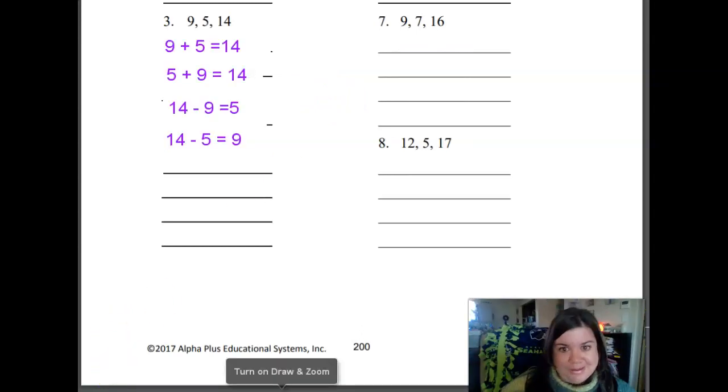Okay, I decided to type them for you. It looks a little better, huh? So check yours to see if this is what you got. 9 plus 5 equals 14. 5 plus 9 equals 14. 14 minus 9 equals 5. And 14 minus 5 equals 9. Again, they don't have to be in that order as long as you have all 4 of these number sentences written down. Did you get that? All right, we're going to practice a little bit more, okay?